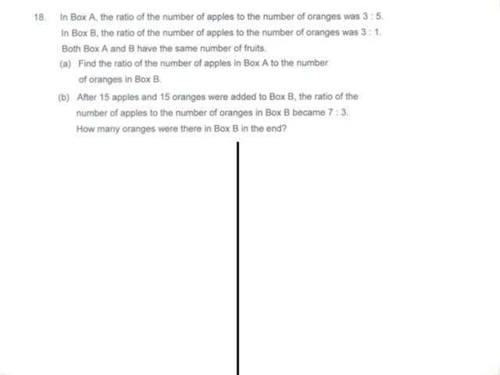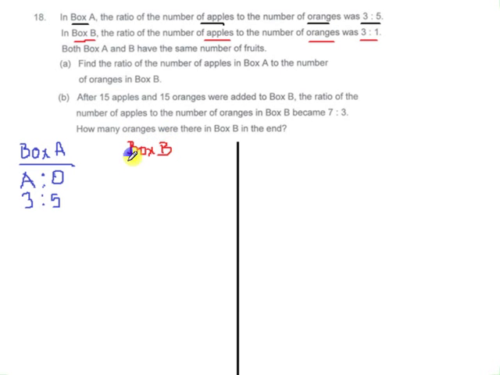So if we look at the first sentence, it says that in box A, the ratio of the number of apples to the number of oranges was 3:5. So we can write down this ratio in terms of box A. Apples is to oranges is 3:5. While in box B, the ratio of the number of apples to the number of oranges was 3:1. So in terms of box B, apples is to oranges is 3:1.